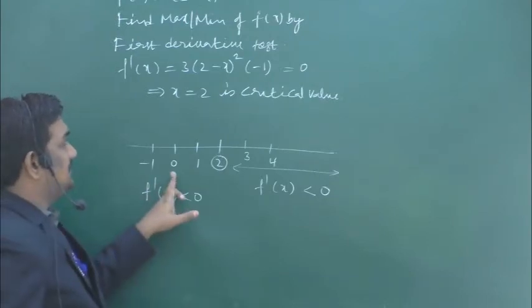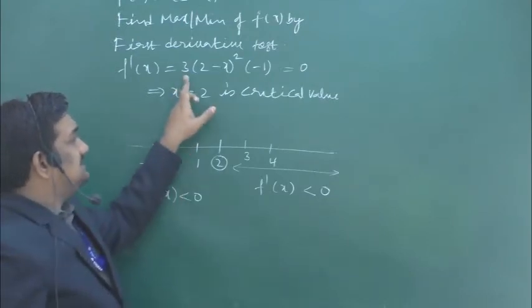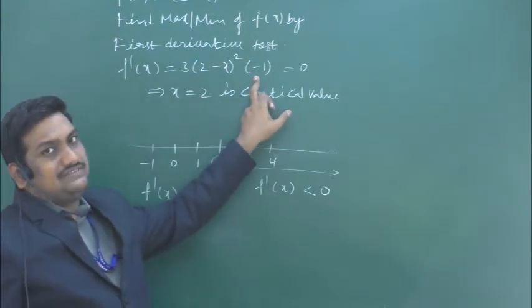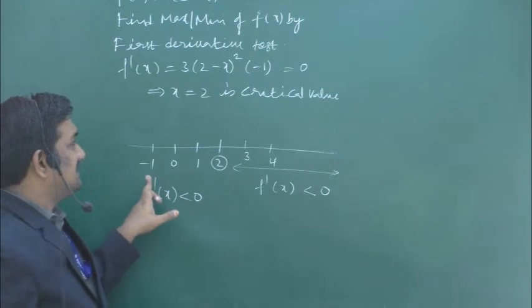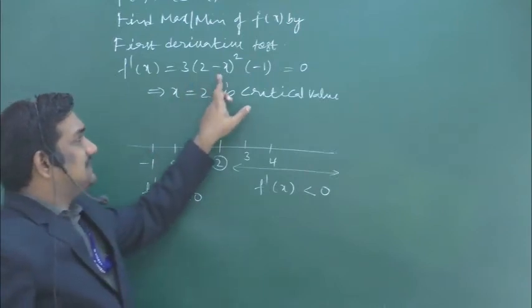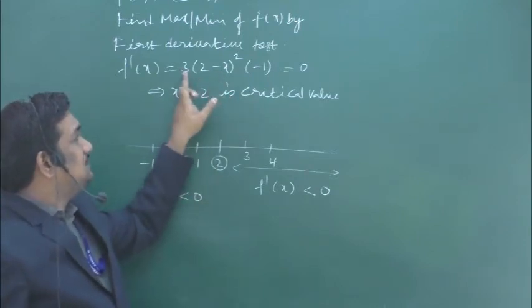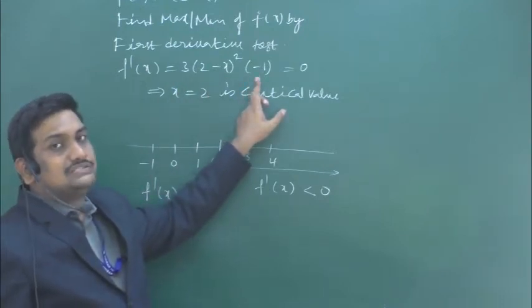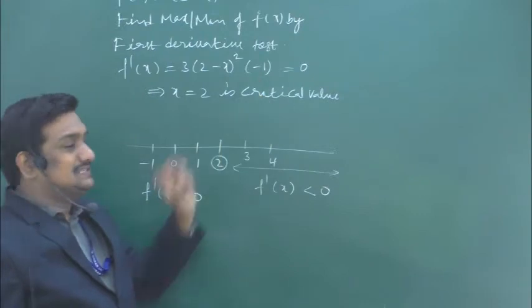Now you take 0. If you take 0, it is 3 into 4, 12. 12 into minus 1, minus 12. Then also the first derivative value is negative. If you take minus 1, it will be 2 plus 1, 3. 3 square, 9. 9 into 3, 27. 27 into minus 1, minus 27. Then also the first derivative value is negative.